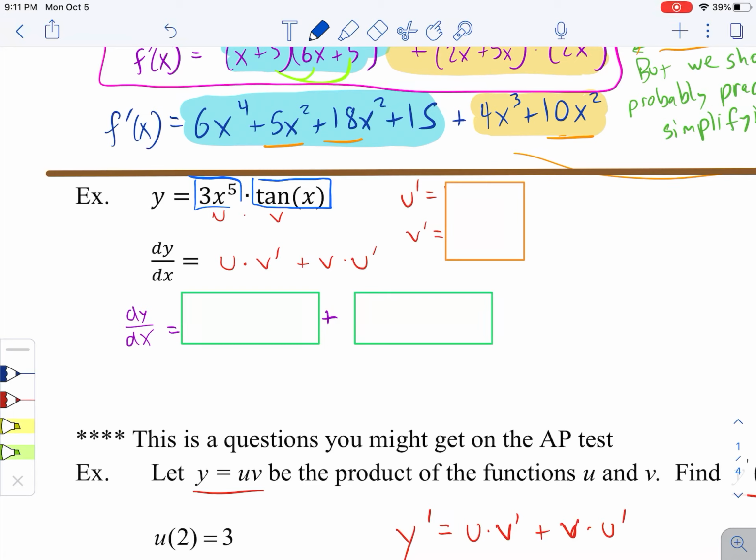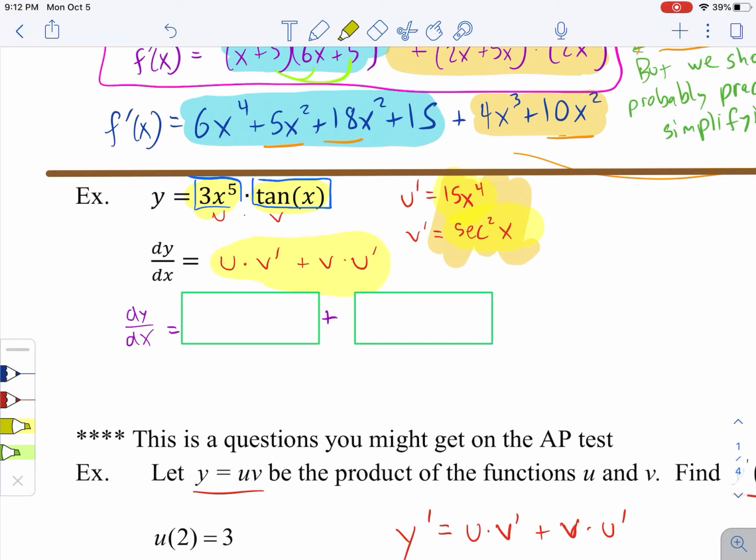So let's go through. I want you right now to pause the video. You know what u and v are. I labeled them for you. Find your u prime and your v prime right there. Pause it. It should take you 30 seconds. Okay, welcome back. Hopefully, you got that. If the u is 3x to the fifth, then u prime is 15x to the fourth, right? Power rule. If the v is tangent of x, then the v prime is secant of x squared, or secant squared of x.